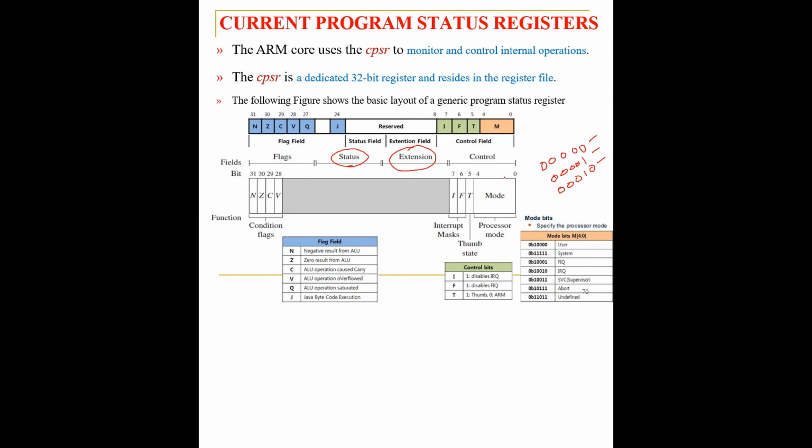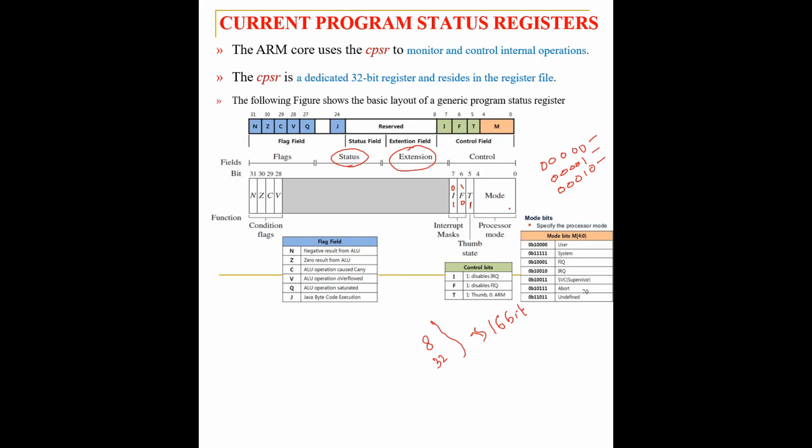Similarly, there are the interrupt mask fields here, I and F. If I is equal to 1 and F is equal to 0, whatever interrupt comes is denied. If I is equal to 0 and F is equal to 1, whatever interrupt comes is going to be serviced. Next is thumb state. If thumb state is made 1, whatever instruction you write, whether 8-bit or 32-bit, is going to get converted into a 16-bit instruction. That is what thumb state is.